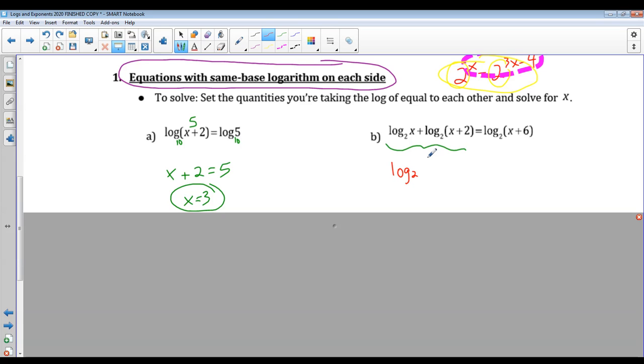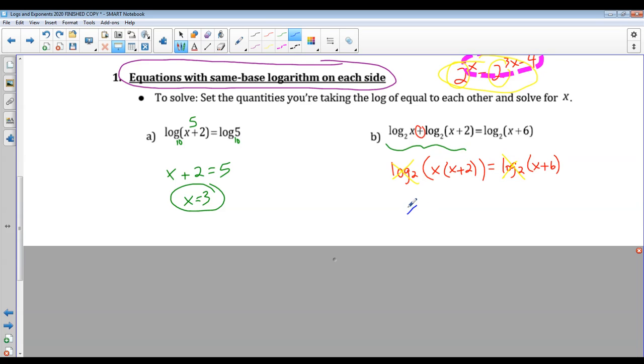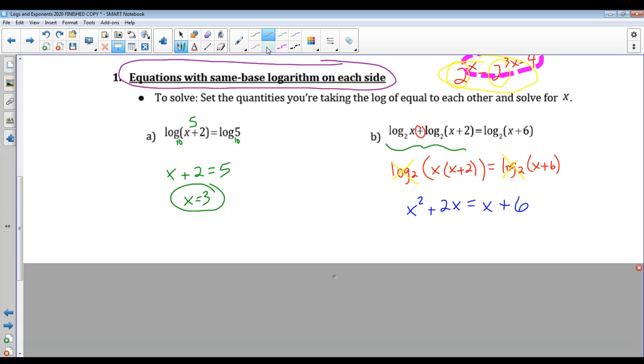So we have log base 2 of, and remember when we're adding log terms together, we combine them through multiplication. So it becomes log base 2 of x times x plus 2 equals log base 2 of x plus 6. So now we're set up. Now we have log base 2 of one thing equals log base 2 of another thing. So now we can set these two things equal to each other. So I'm going to do a little distributing. We have x squared plus 2x equals x plus 6. And we just go from here.